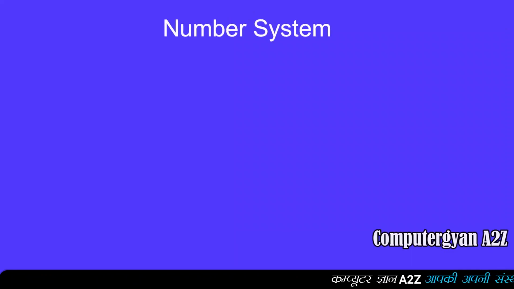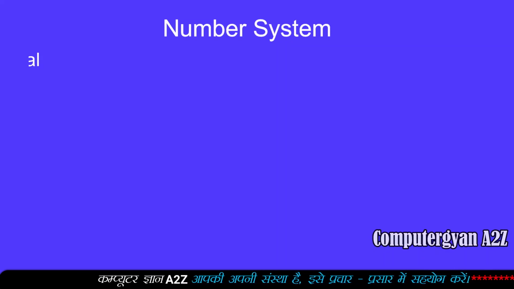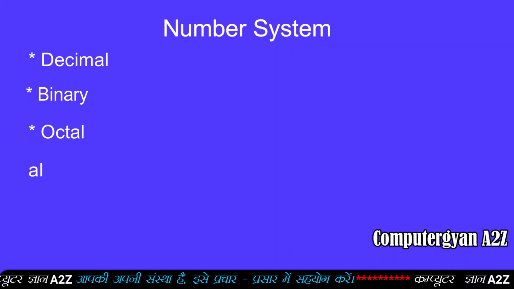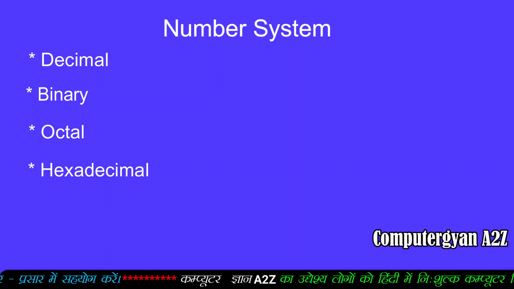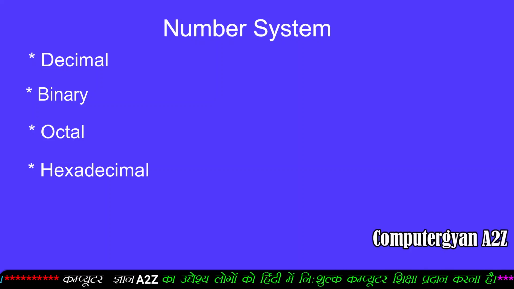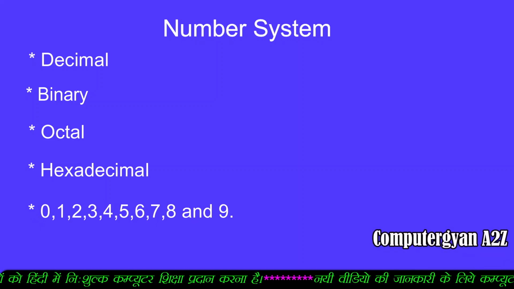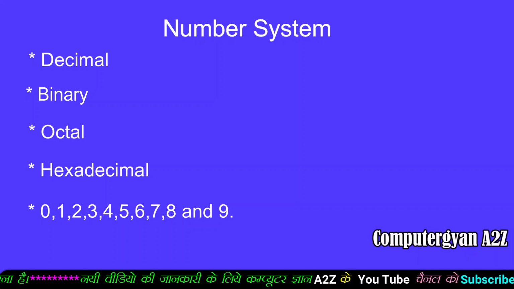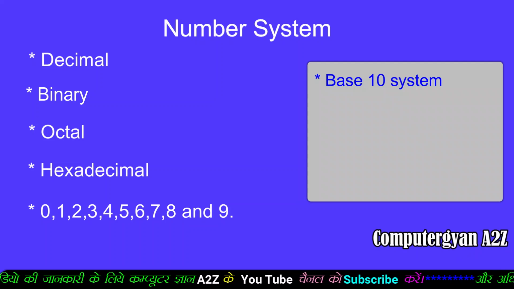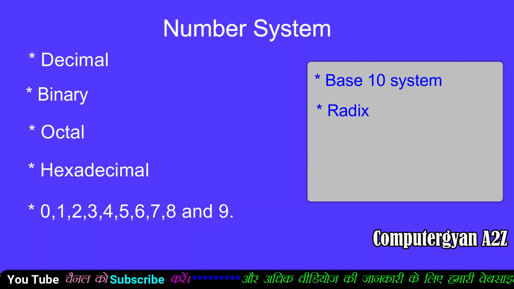Now we will learn about number system. What is a number system? In digital representation, the common number systems used are the decimal, the binary, the octal and the hexadecimal number system. The decimal number system is what we most commonly use. It is composed of 10 symbols: 0, 1, 2, 3, 4, 5, 6, 7, 8 and 9. Using these digits, you can express any quantity. It is also called the base 10 system because it makes use of 10 digits. The number base is also called the radix.